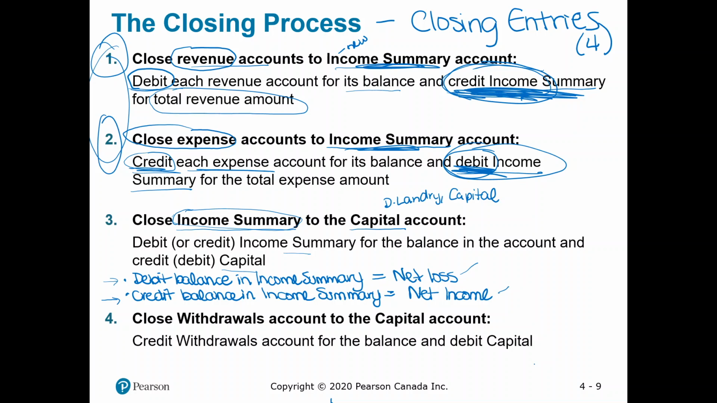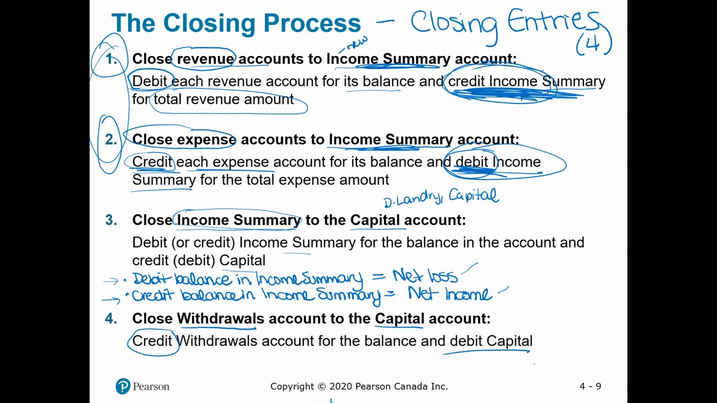And then entry number 4 is to close the withdrawals account. And again, we put this through the capital account. So the normal balance of withdrawals would be a debit, and therefore to close it down to 0, we need to credit the withdrawal account. And therefore our offset is a debit to capital.